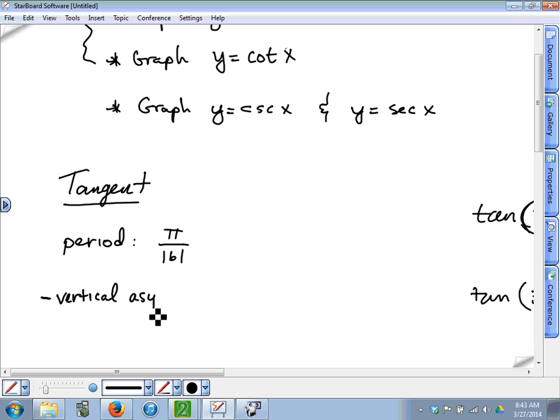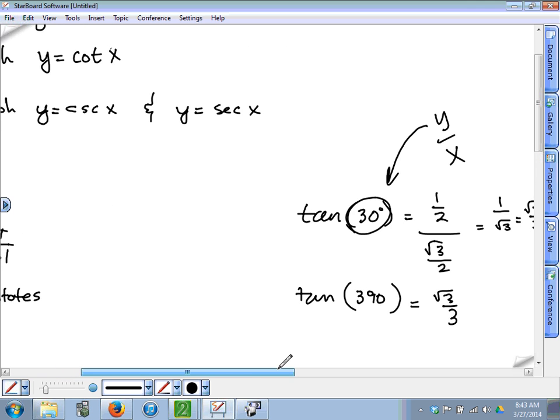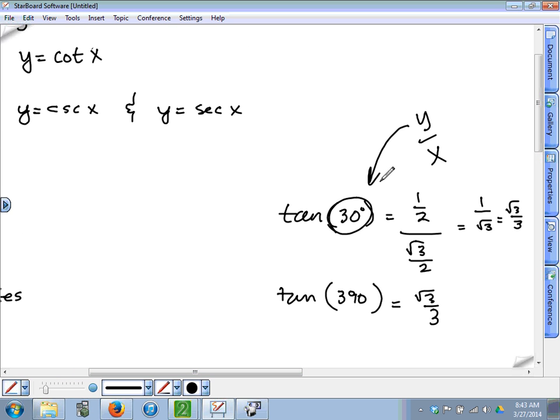There are vertical asymptotes. There are vertical asymptotes because there are domain restrictions. This goes back to this right here. The tangent of an angle is equal to y over x. That means wherever x is equal to 0 on the unit circle, guess what? There's a vertical asymptote there.